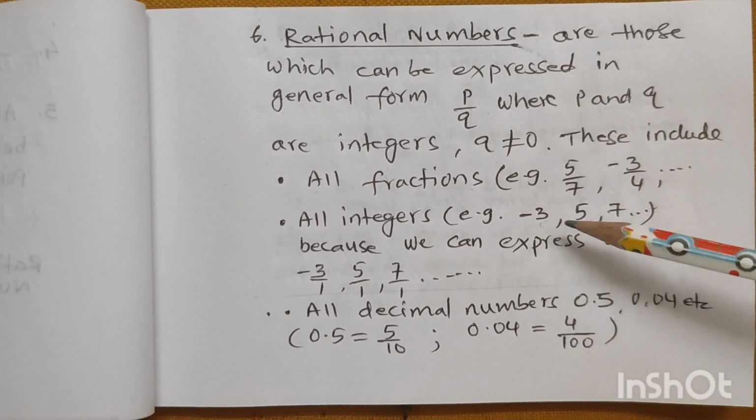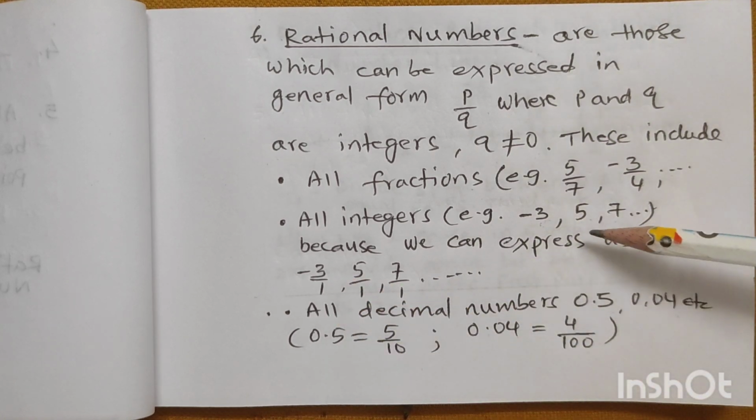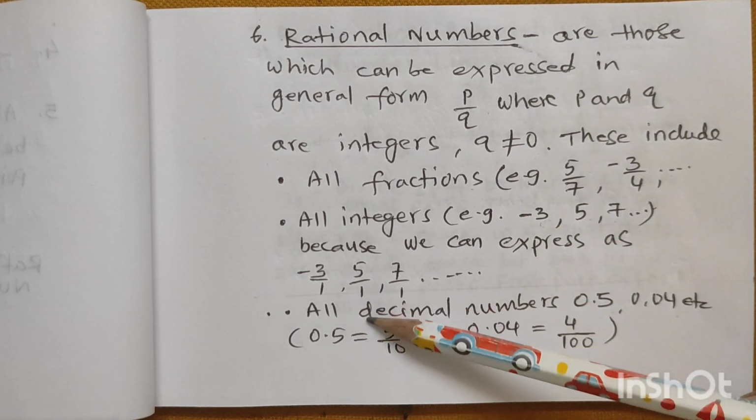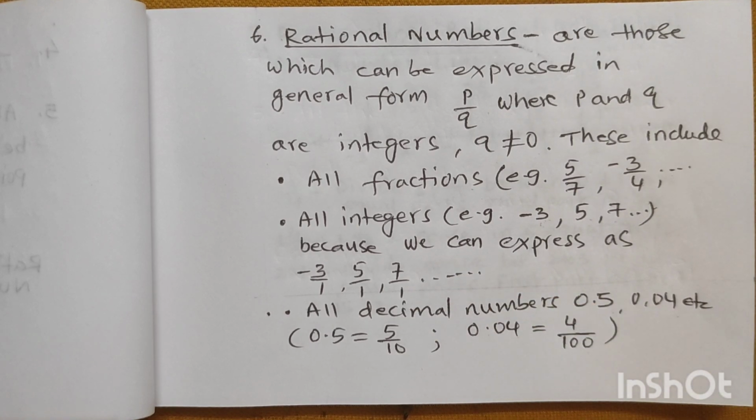Because we can express the integers as minus 3 can be represented as minus 3 by 1, 5 can be represented as 5 by 1 and 7 as 7 by 1. So all integers are also rational numbers.